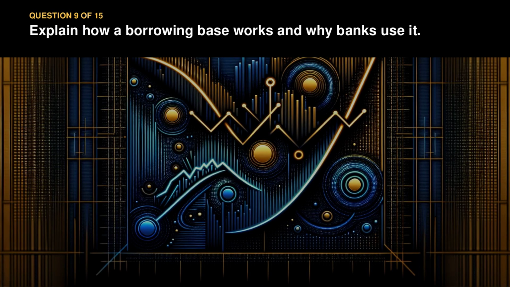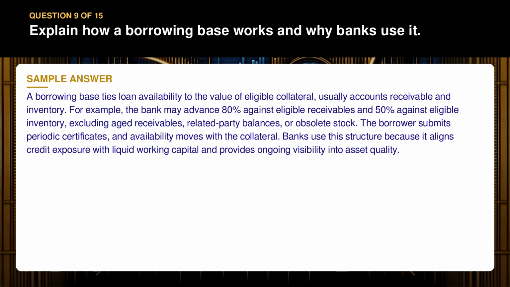Question 9. Explain how a borrowing base works and why banks use it. A borrowing base ties loan availability to the value of eligible collateral, usually accounts receivable and inventory. For example, the bank may advance 80% against eligible receivables and 50% against eligible inventory, excluding aged receivables, related party balances, or obsolete stock. The borrower submits periodic certificates, and availability moves with the collateral. Banks use this structure because it aligns credit exposure with liquid working capital and provides ongoing visibility into asset quality.